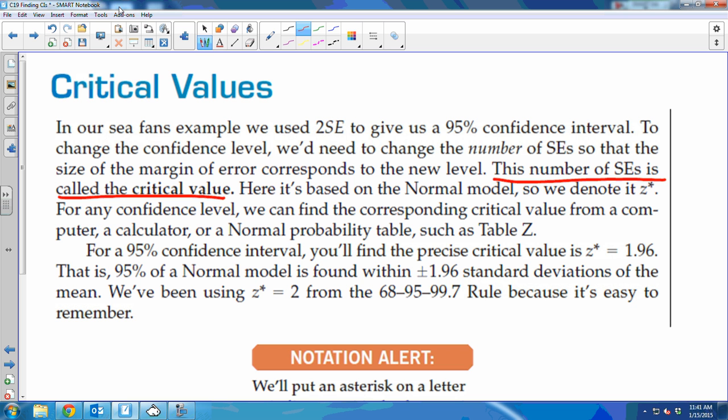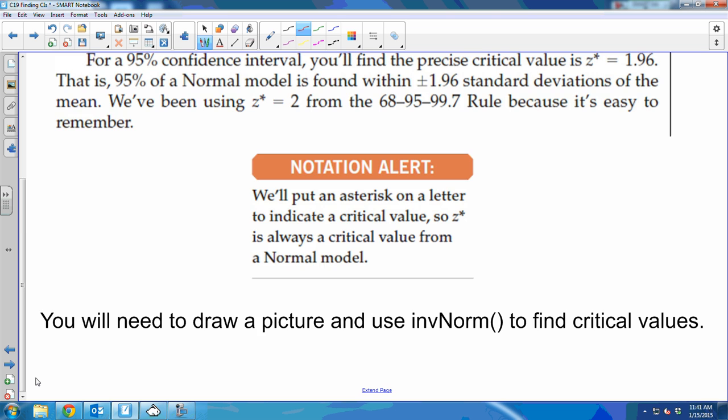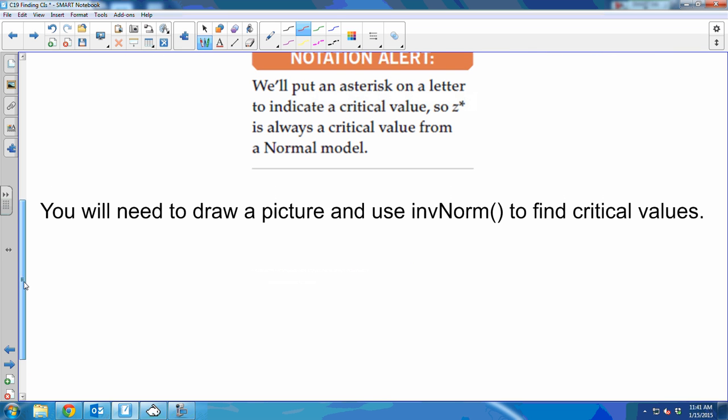We talked about 95% confidence a lot yesterday, but you can choose whatever confidence level you want, and with each confidence level comes a different critical value. So a critical value is going to be denoted by a Z with a star because it comes from the normal model, but it's not an actual Z score. So we can't just say Z. It's not a Z score, but it's coming from that idea. Okay?